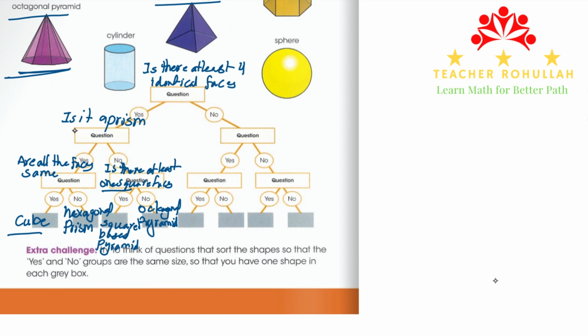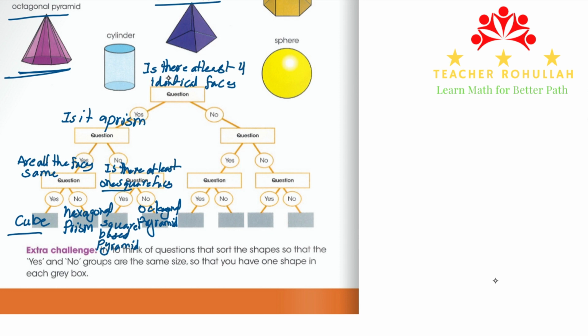If the answer to the question, is it a prism, is no, then it's asking, is there at least one square face? If the answer is yes, it is a square base pyramid. If the answer is no, it is an octagonal pyramid. Well, let's move to the part which says no.